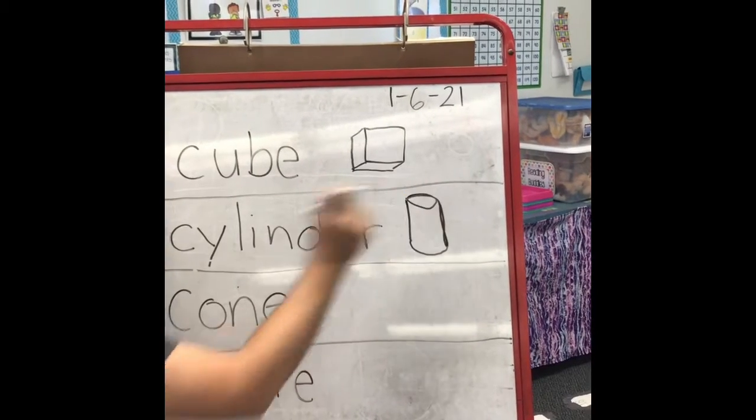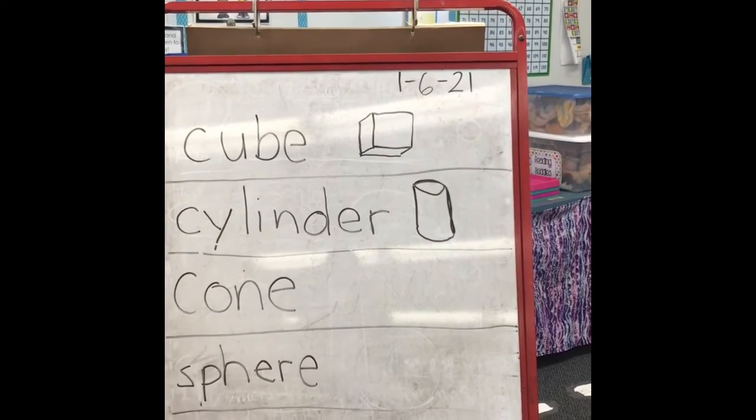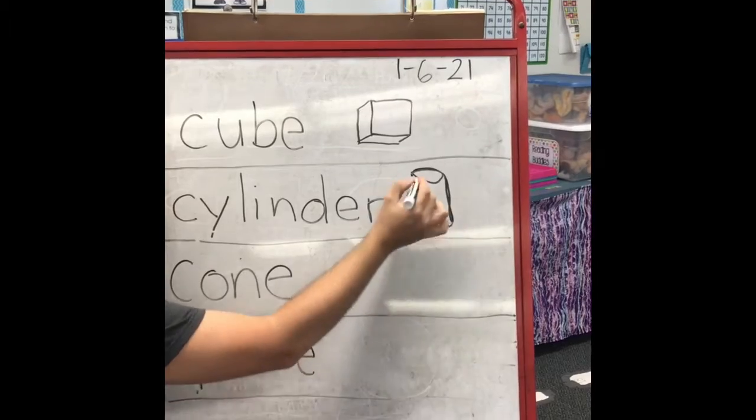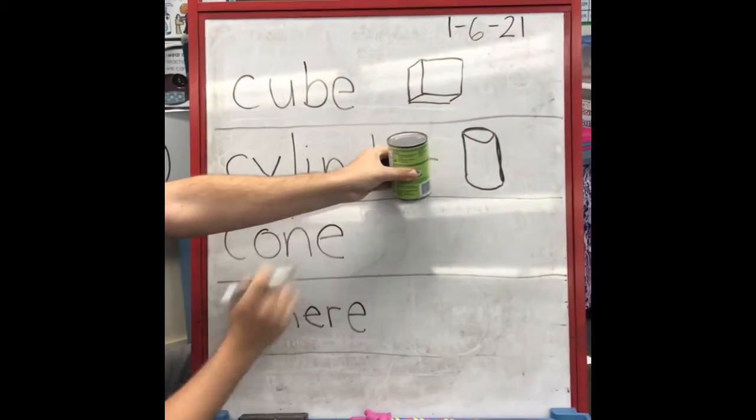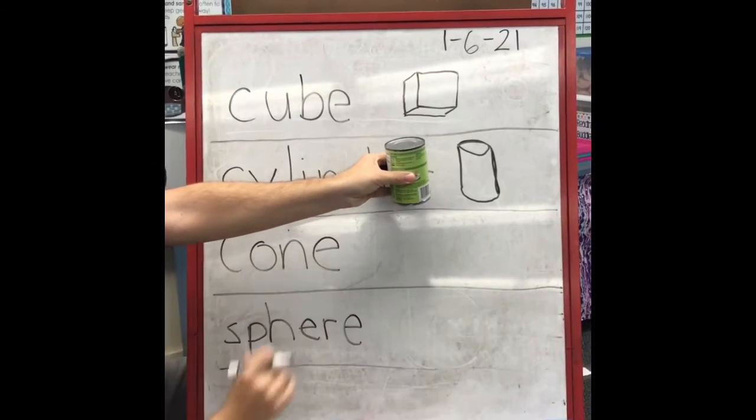So here's our top of the cylinder. Here's our bottom of the cylinder. Those are those round circles. So there's our top of it. Here's our bottom of it.